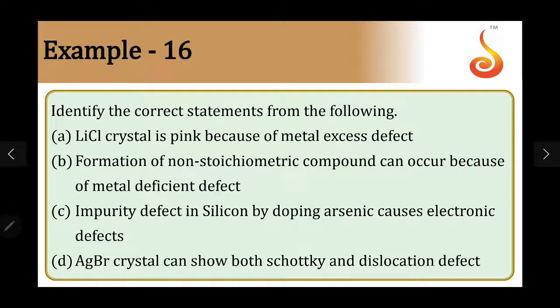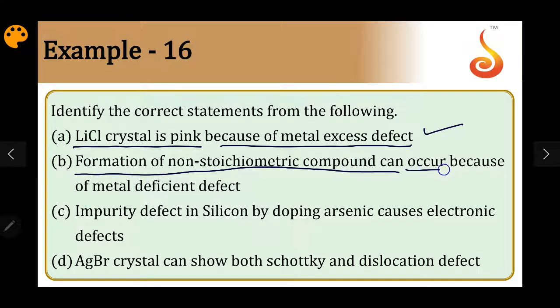Example 16. Identify the correct statements from the following. It's a conceptual question. LiCl crystal appears pink because of metal excess defect. So in metal excess defect we have F center. The electrons present in the lattice site are responsible for the color property. So this is a correct statement. Formation of non-stoichiometric compound can occur because of metal deficiency defect. So metal deficiency and metal excess defects are non-stoichiometric defects which will form non-stoichiometric compounds. So it is also going to be right.